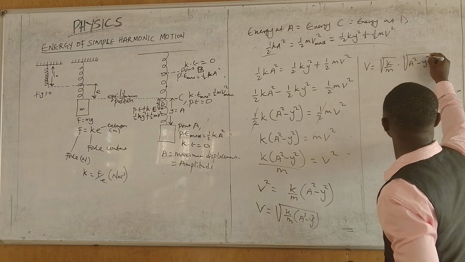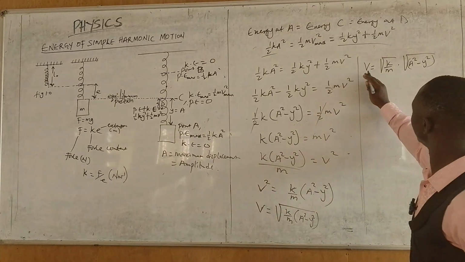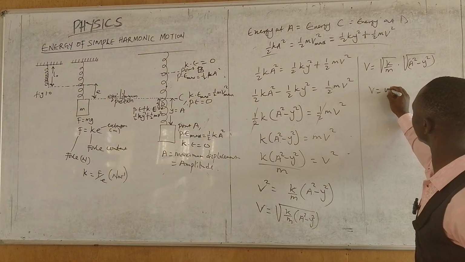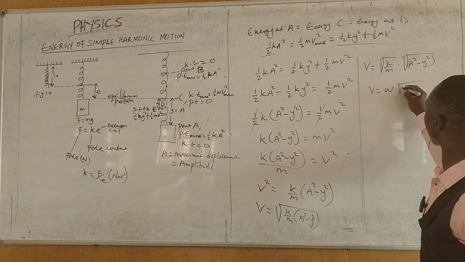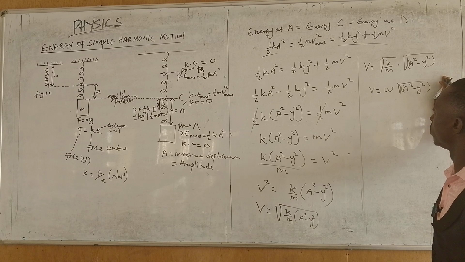A square minus what? Y square. Yeah, let's compare. Now let's compare these two. Let's compare this formula and v equals omega root A square minus y square. So who can tell me what the implication is? What does this one mean?